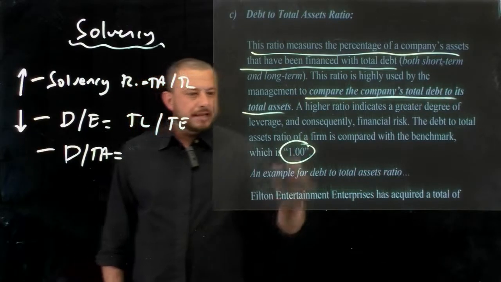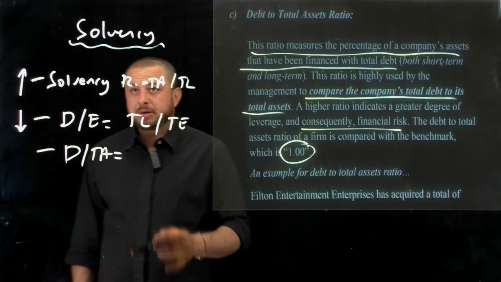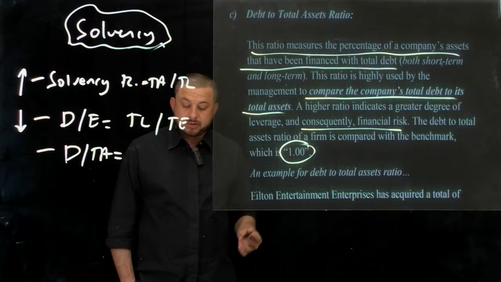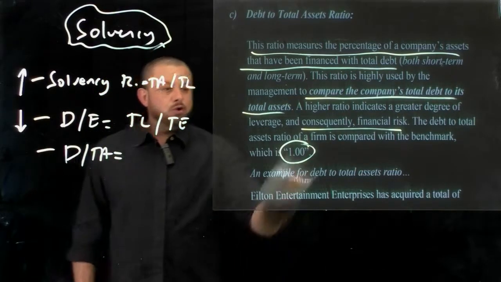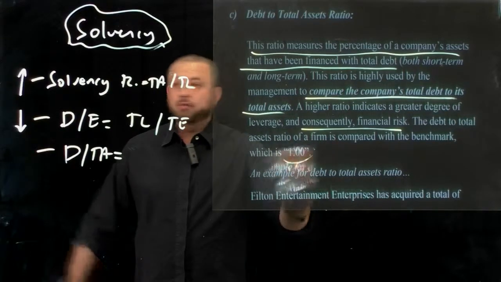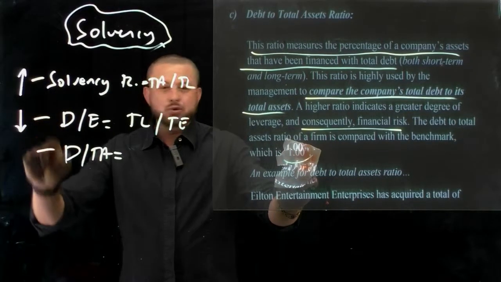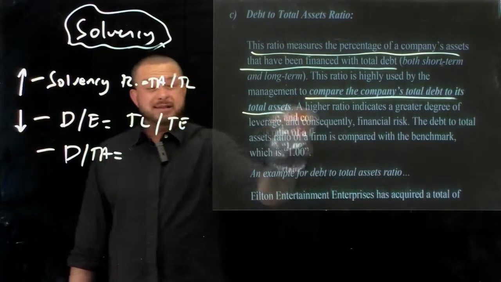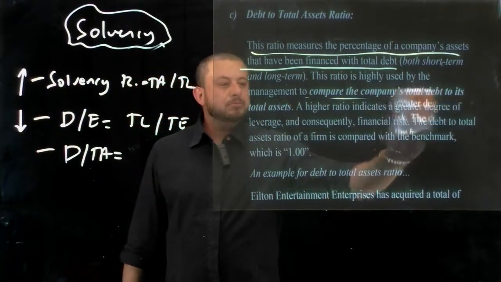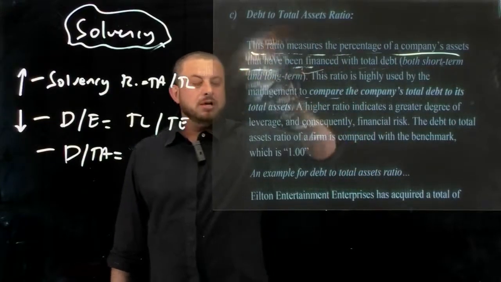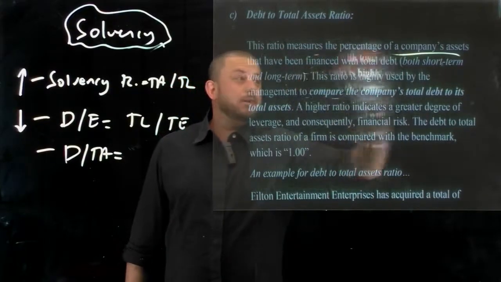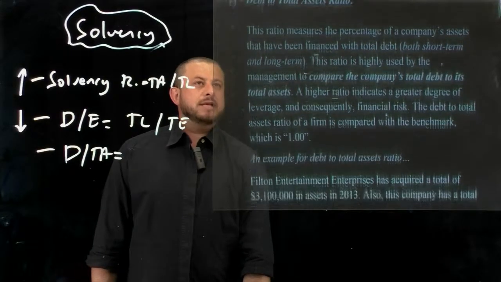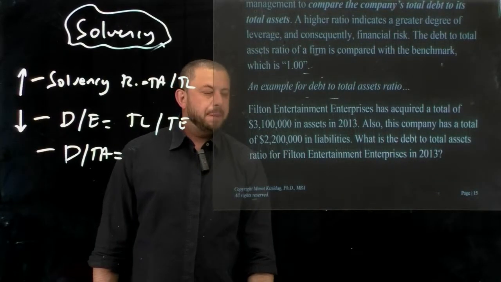Again, financial risk is on the table, because when we are talking about solvency, we are also talking about financial and business risk. You want to be a solvent company, but you don't want too much debt. It creates problems when a company tries to acquire additional debt. So take a look at the Filton Entertainment Company this time, which is our example for this ratio, and let's analyze the situation over here.